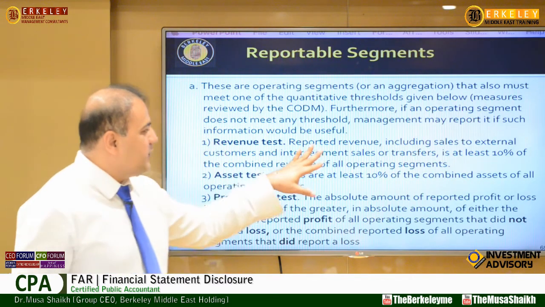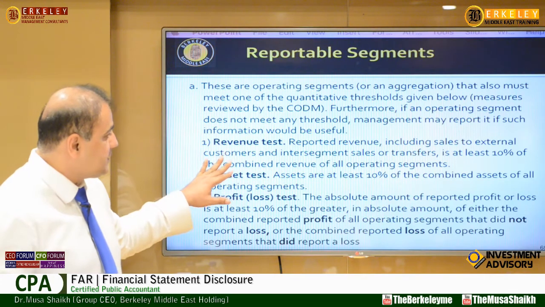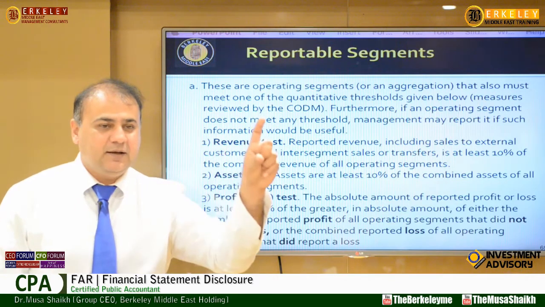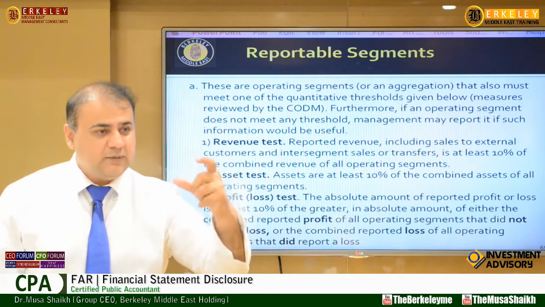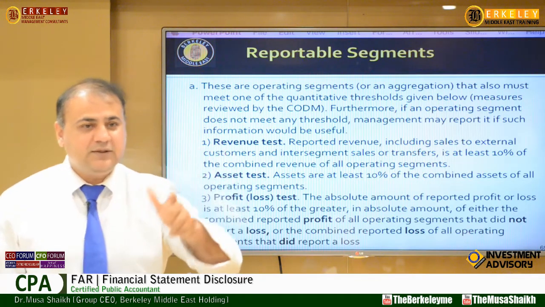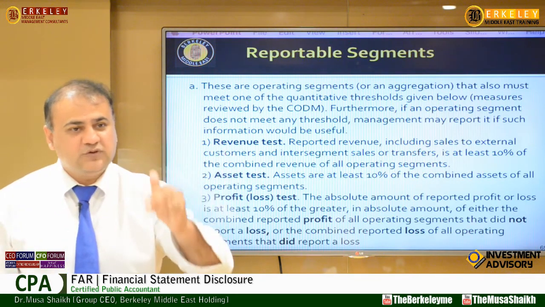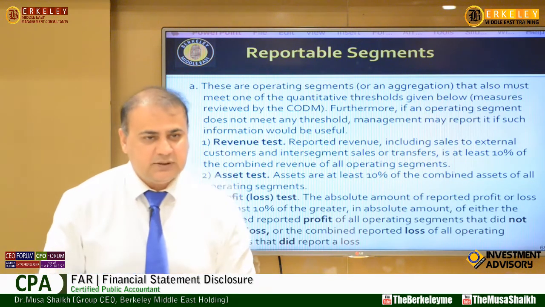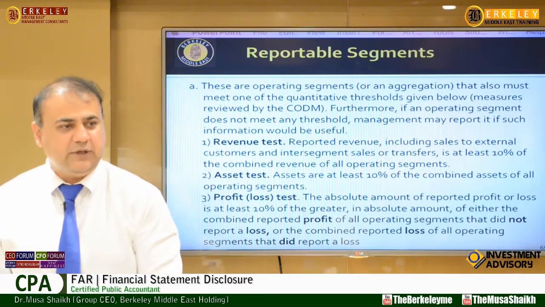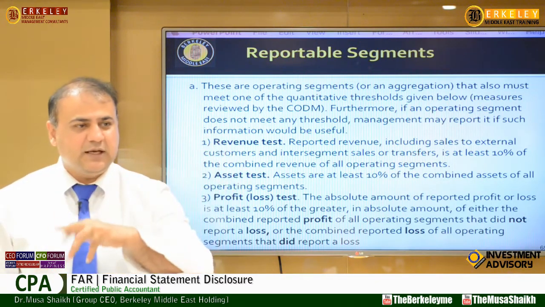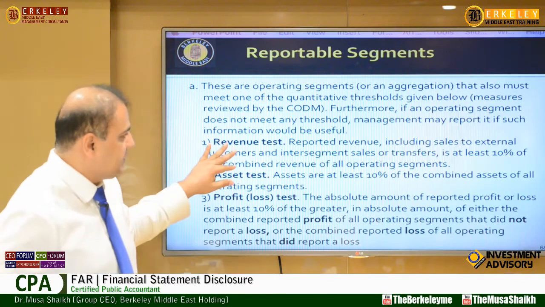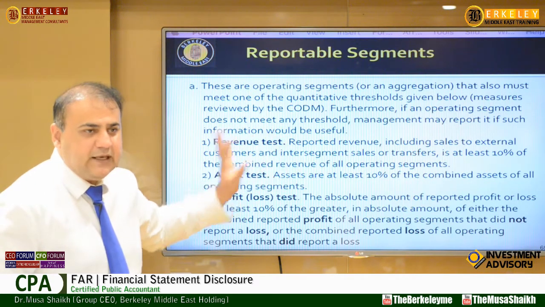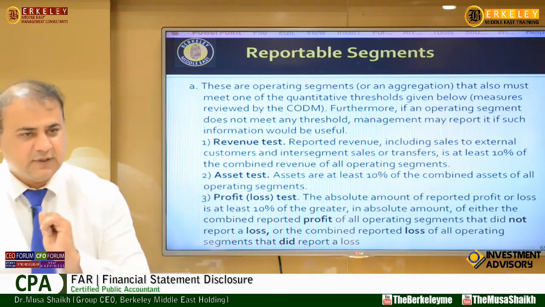Revenue test: reported revenue includes sales to external customers and inter-segment sales. So you will define your sales to external customers, then you will make a section for inter-party sales. So this has to be in two sections. If you mix it, it will be misleading because inter-company transactions are subject to stricter regulations than those with a normal customer and supplier. So he says that if it is at least 10% of the combined revenue, then it is a segment according to the revenue test, right?